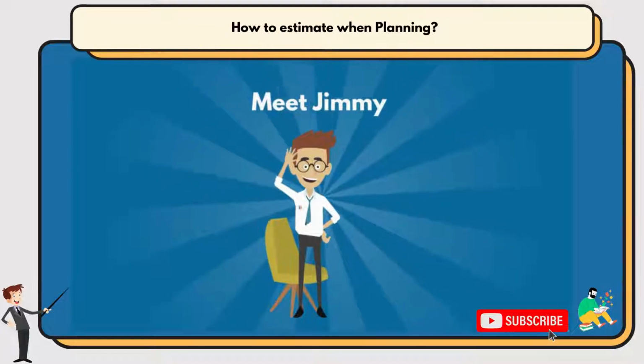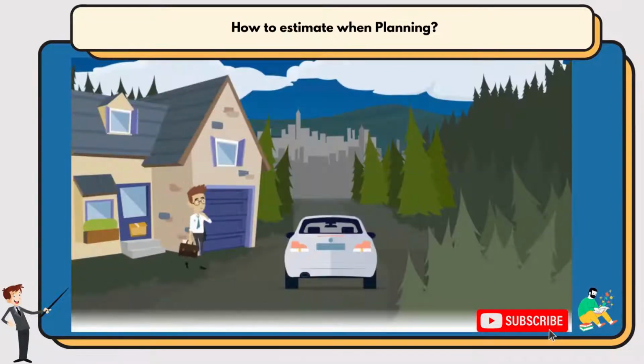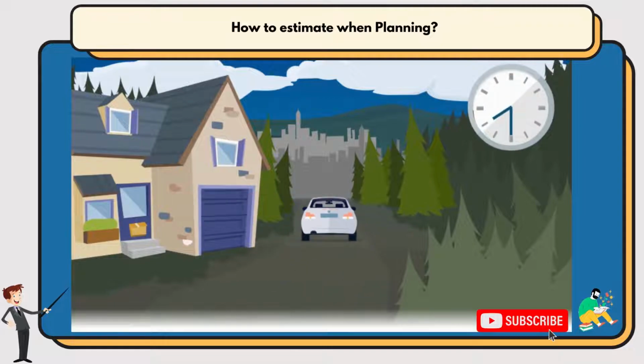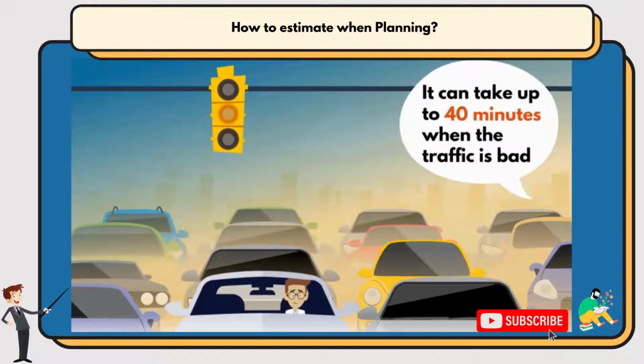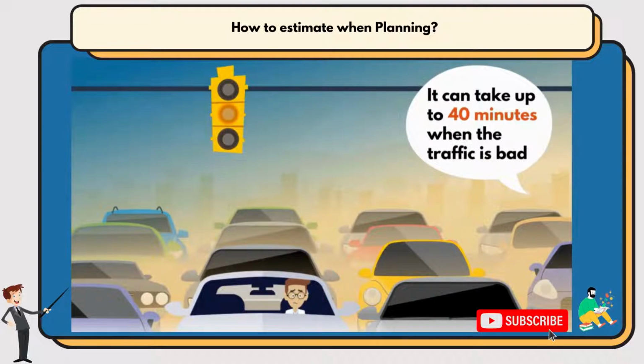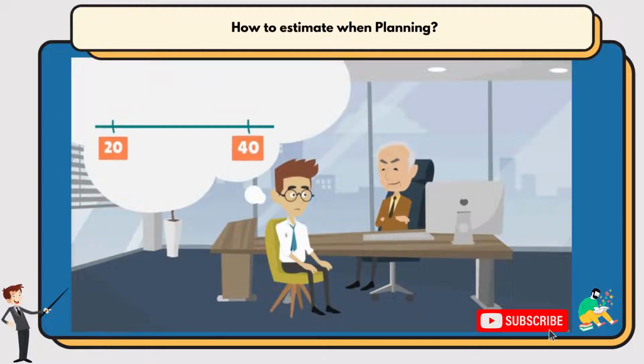Meet Jimmy. Jimmy's manager asked him to estimate how long he takes to get from his home to the office in the morning. He has worked here for a while and always leaves his home at 8:30, so he answers confidently, half an hour. His manager asks him to go into more detail. Jimmy answers that it can take up to 40 minutes when the traffic is bad, but when there's none, he can make it to the office in 20. He considers these to be the minimum and the maximum amount of time it would take him, making 30 minutes the average, and therefore the most likely time he will arrive. Jimmy's idea of his journeys to work looks like a bell curve, or the normal distribution.